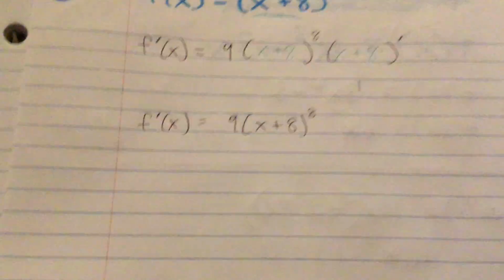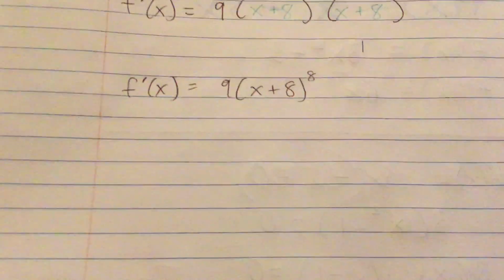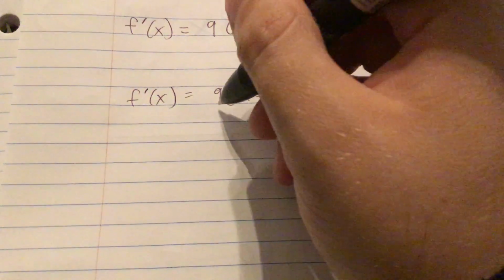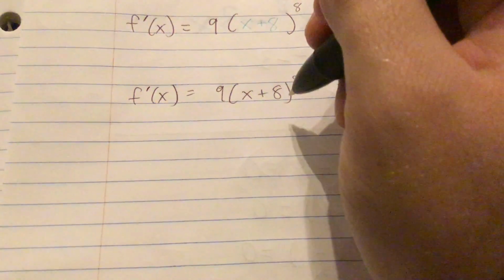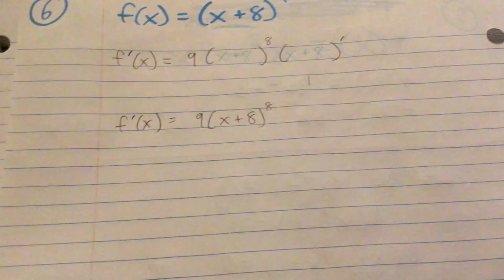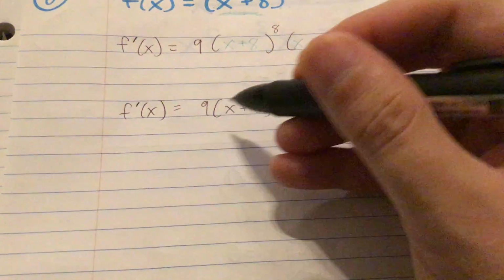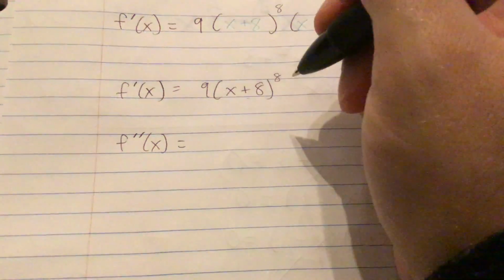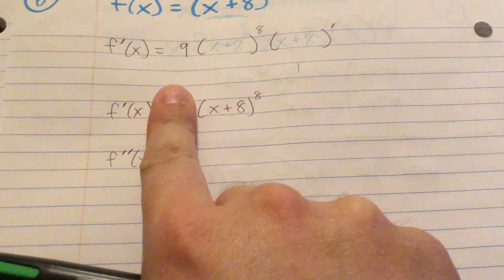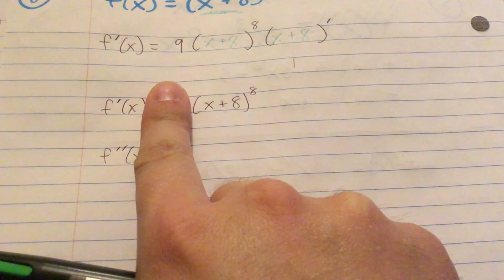Okay? Well, now I want to figure out what f double prime of x is. Now, I could do product rule, but remember, if 9 is u and (x plus 8) to the 8th power is going to be v, well, then u prime is going to be 0. So that first part is gone. So you basically have u v prime. My little tip is, if you have a constant in front of a big function, ignore it, factor it out, and then take the derivative.